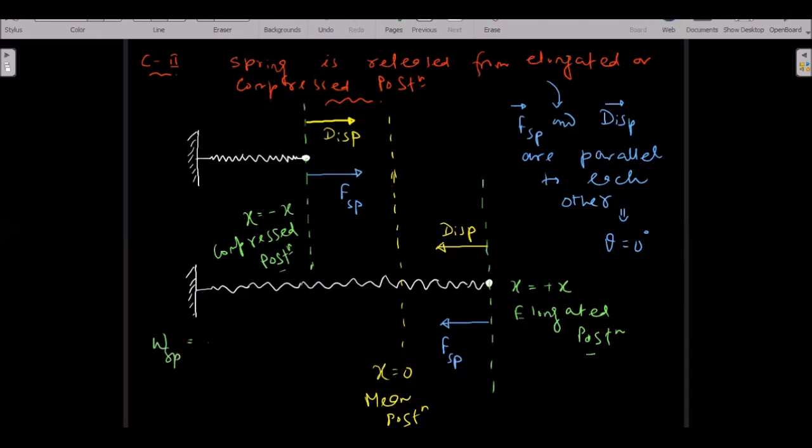it will become positive. Correct? So remember, from the mean position to the compressed or elongated position, the work done by the spring is negative. From the compressed or elongated position to the mean position, the work done by the spring is positive. Is that idea or concept clear to everyone? If there is any doubt or ambiguity, feel free to ask me.